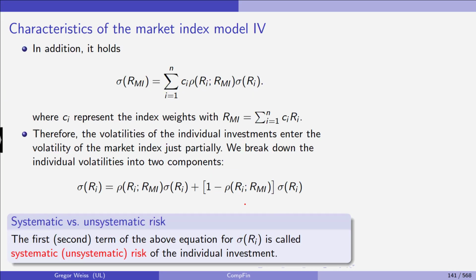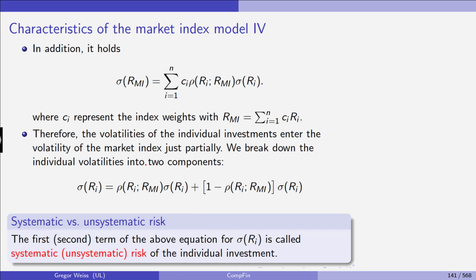In addition, we can see that sigma_RMI equals the sum of those index weights times the correlation times the volatility of the individual security, and thus the volatilities of the individual investments enter the volatility of the market index just partially. Again, the individual volatilities do not constitute the portfolio or market index volatility as a whole, but we still need the correlations and the covariances.